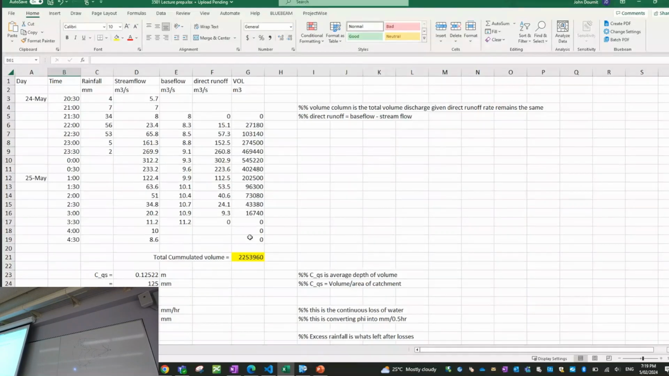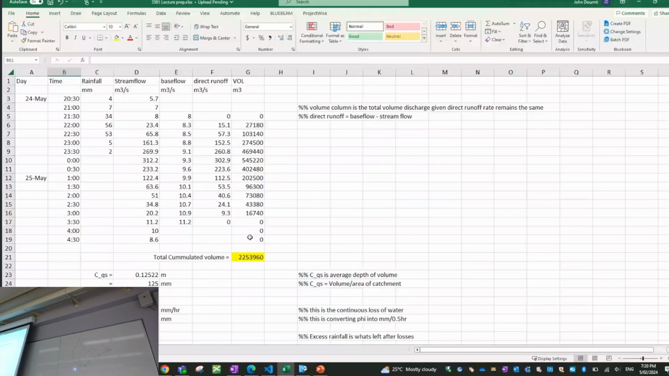Okay. This is now our stream flow, our hydrograph. This is the amount of flow that's occurring in our waterways as a result of the storm. I might quickly put together a graph so you can actually see what this looks like. But if you look to this cell here, this is our peak.